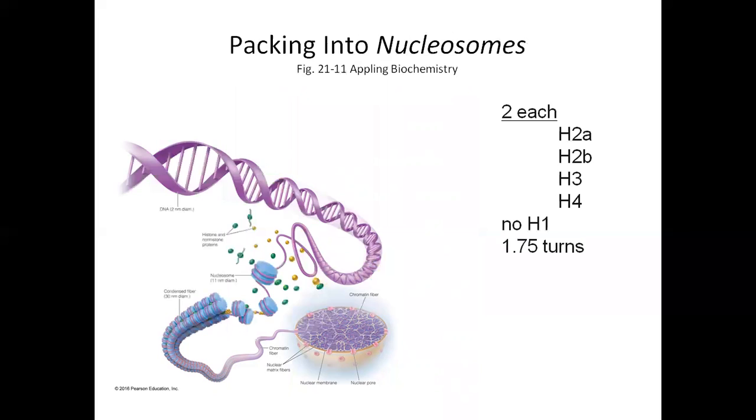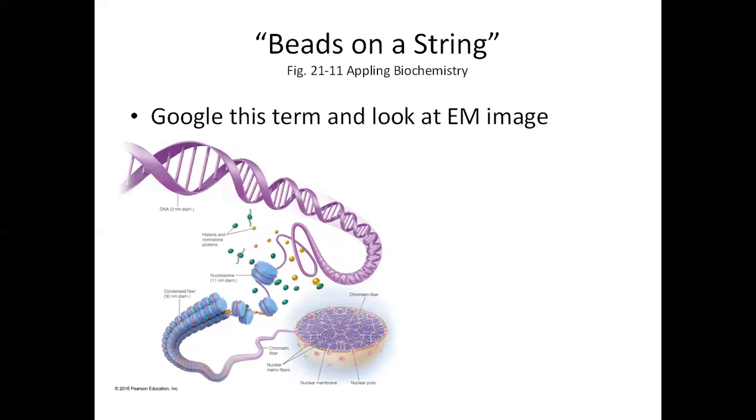Figure 21.11 of your text uses a simplified diagram which does not readily show the fact that a nucleosome is composed of 2 copies each of H2A, H2B, H3, and H4. This histone octamer has 1.75 turns of DNA wrapped around it. By electron microscopy, these nucleosomes look like beads on a string.